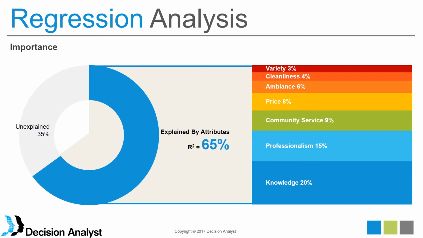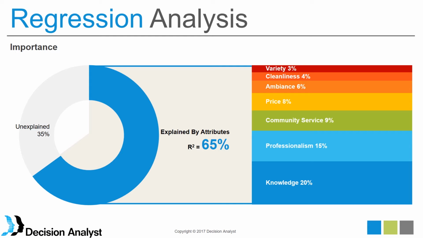Professionalism is the next most important predictor, and so on. It's easy then to let your stakeholders know, again, you need to concentrate on the salesperson knowledge, professionalism, perhaps perceptions of community service for the whole organization. And that variety and cleanliness and ambiance, they're probably, on a whole, it's important to have a clean facility or a clean restaurant or retail store, but that's not what is really driving purchase intent.